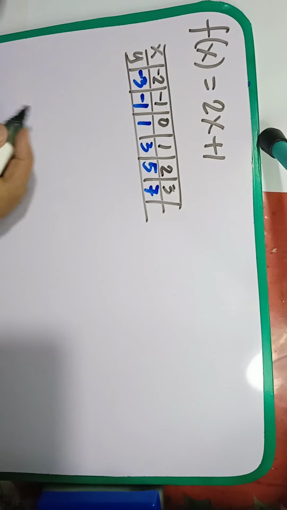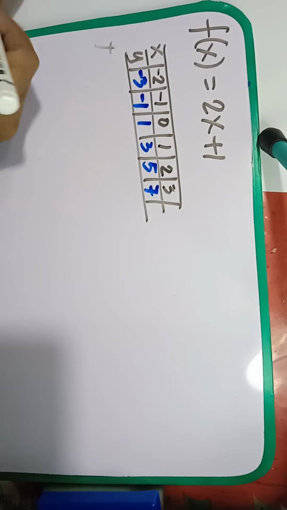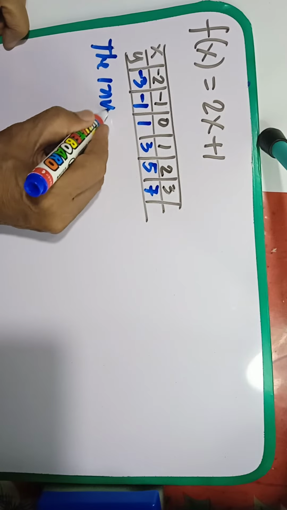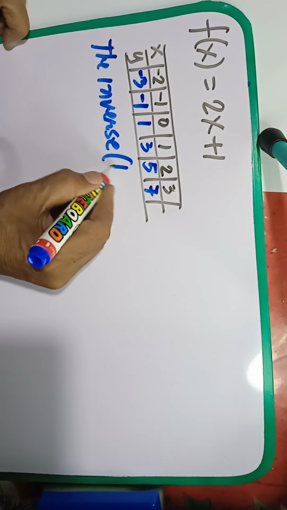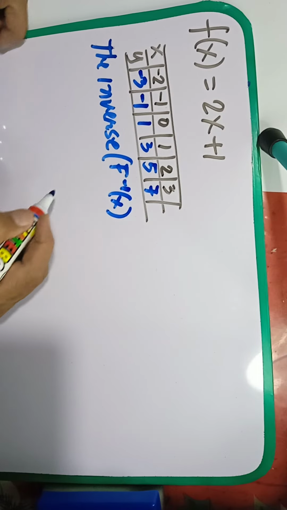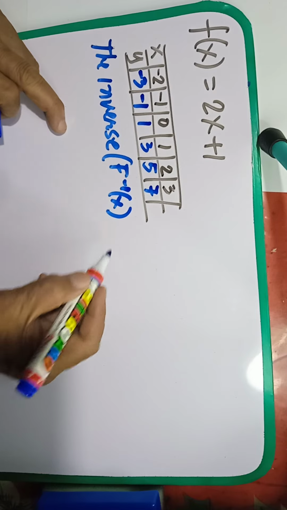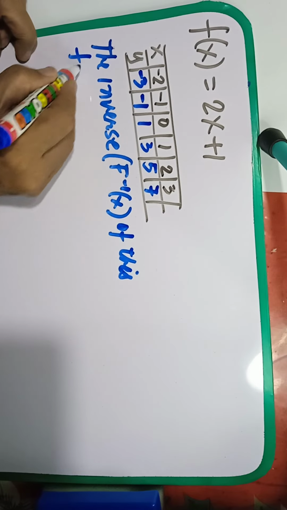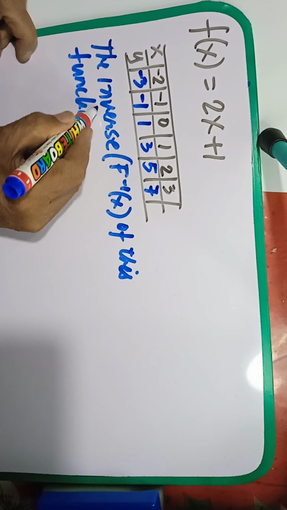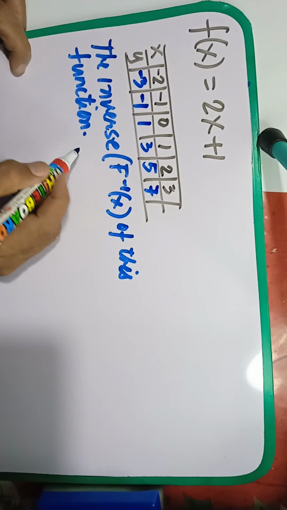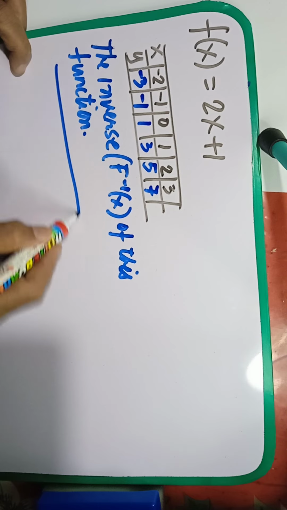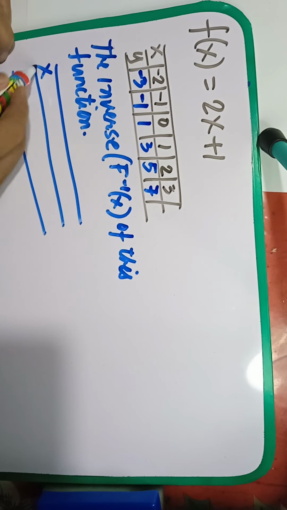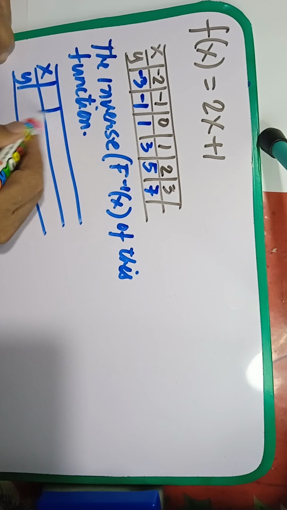And the inverse of this function, denoted by f -1 of x, that is the inverse of the function, has a table of this one, x, y.